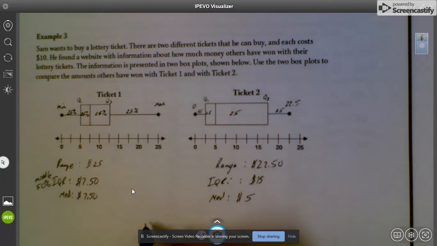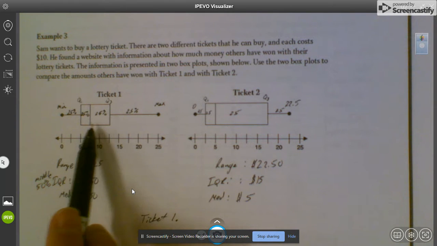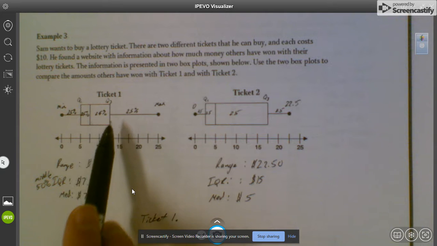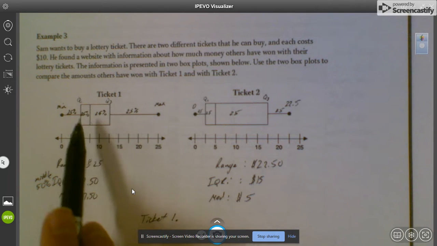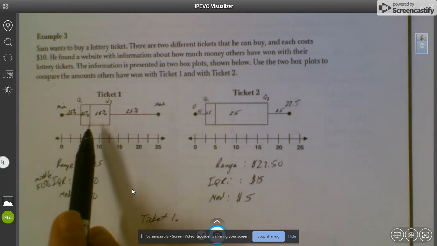So final conclusion is he'll most likely win more money with ticket 1. Okay, and that's really focused on that having a higher median and a strong core center, right? Strong middle 50%, consistent. Smaller means more consistent.